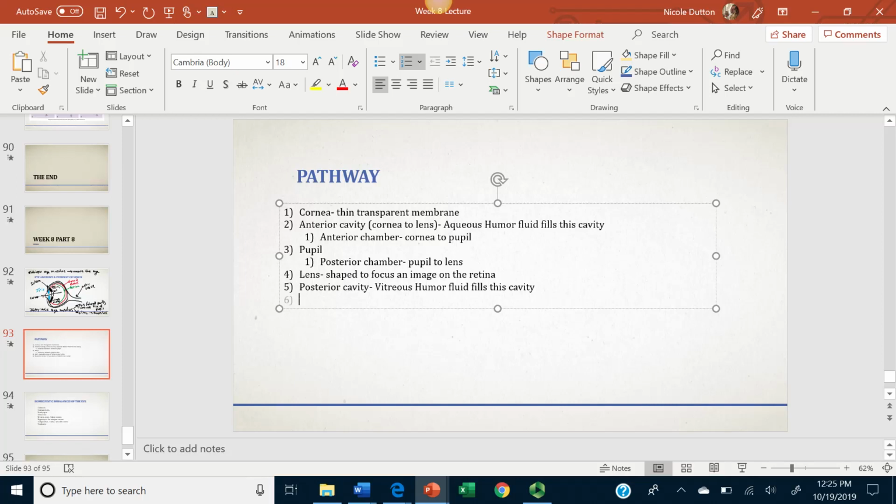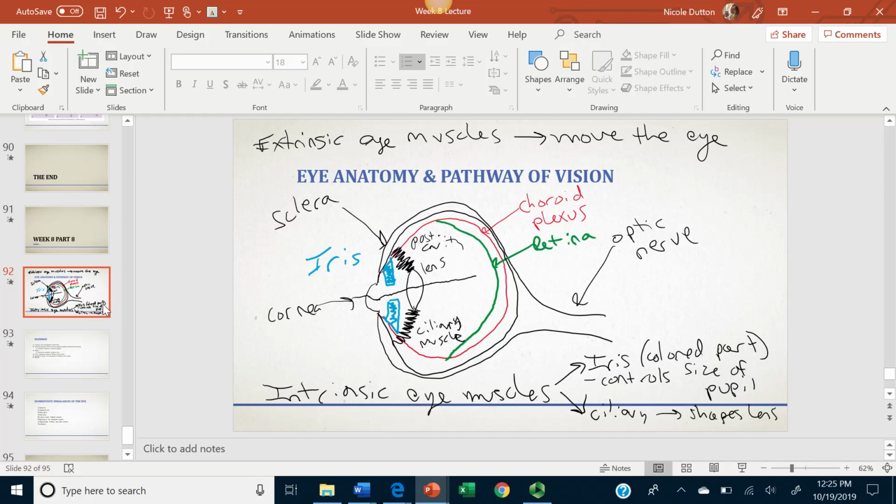After the posterior cavity, it hits the retina. And the retina has several layers to it. So light goes all the way through to the back of the retina, and then it comes back forward and goes down into the optic nerve. So the photoreceptors are on the back of the retina, then the next layer are the bipolar cells, and the next layer are the ganglion, and that's going to synapse into the optic nerve.